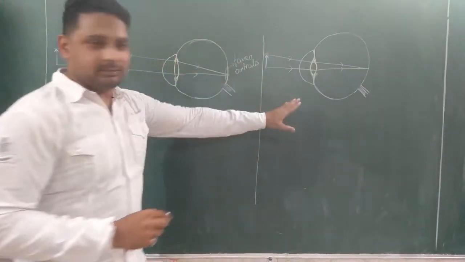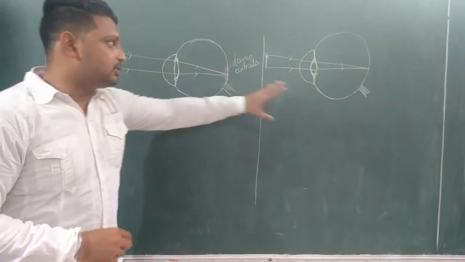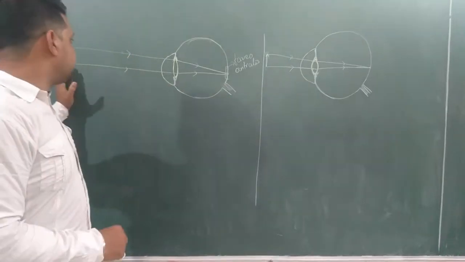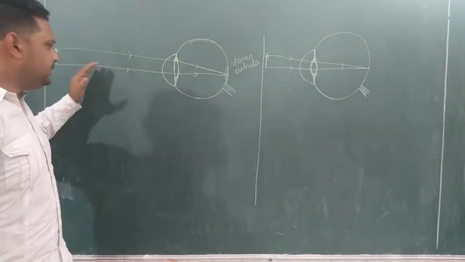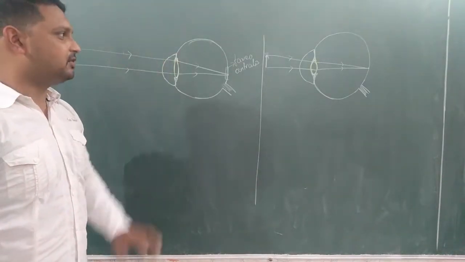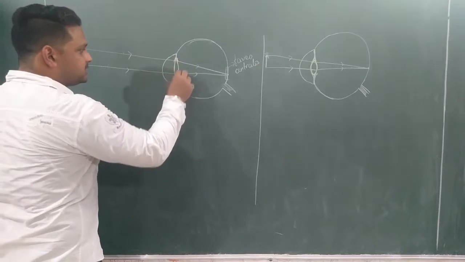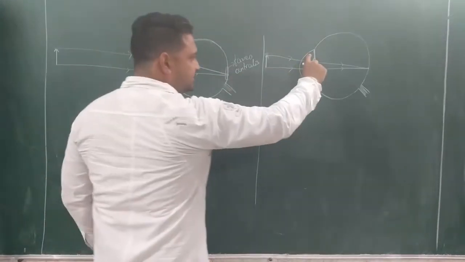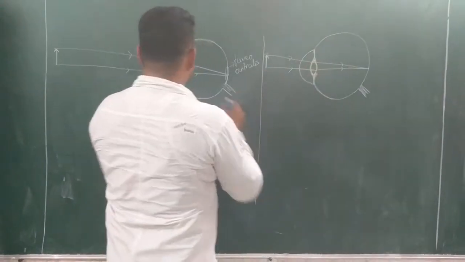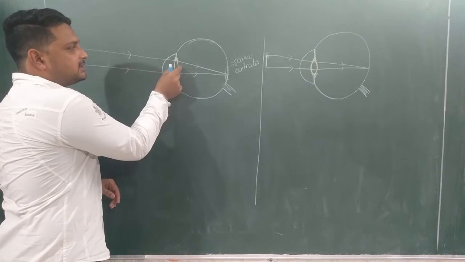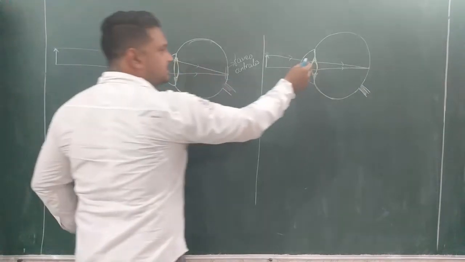Now, what is the difference in both these cases? In one case the object is nearer to the human eye, in the other case the object is far away, at a distance. So what is the change in this structure? You can see it is the size of the lens. Here the lens has become thicker, and here it is thin.